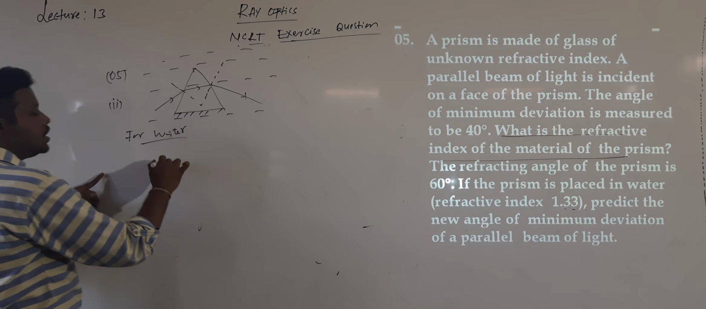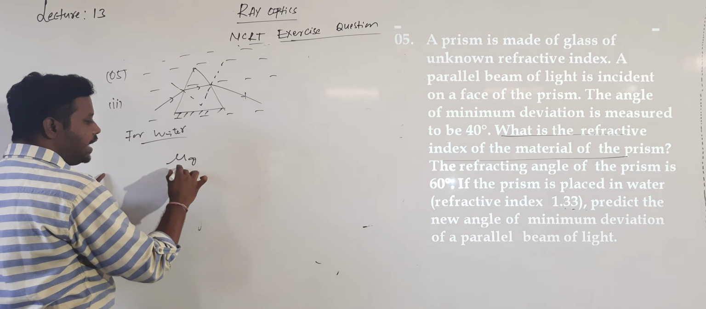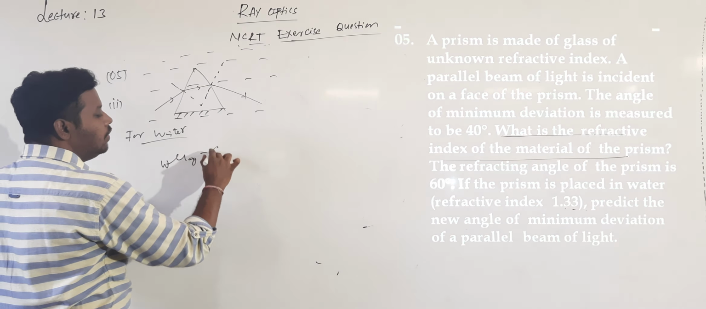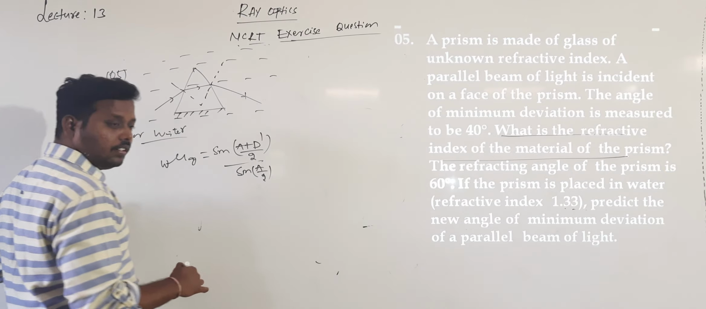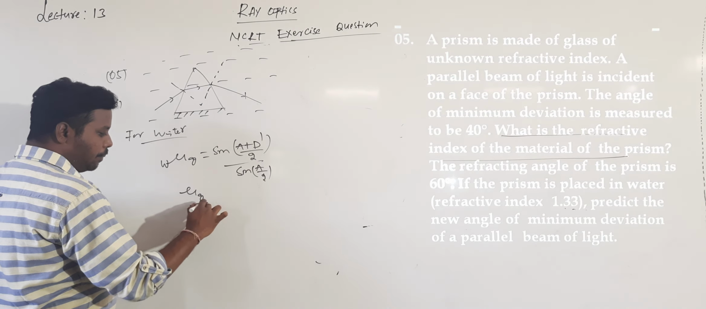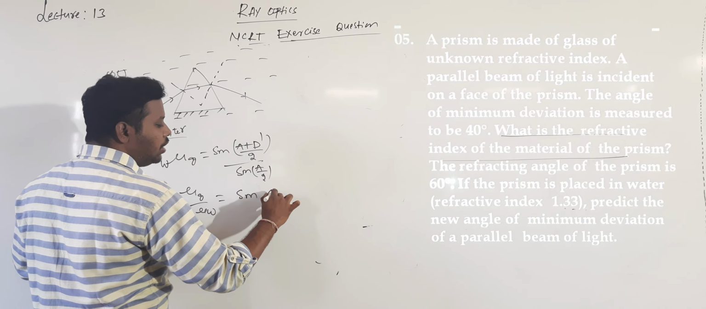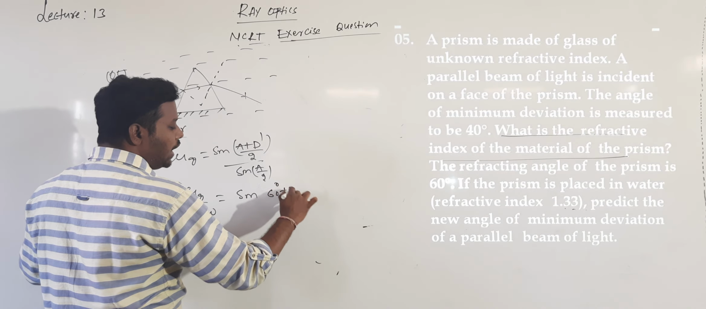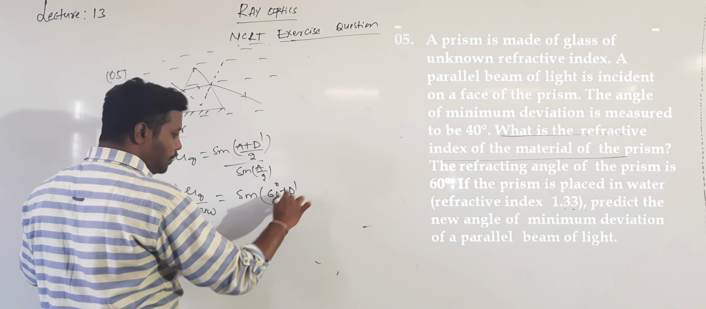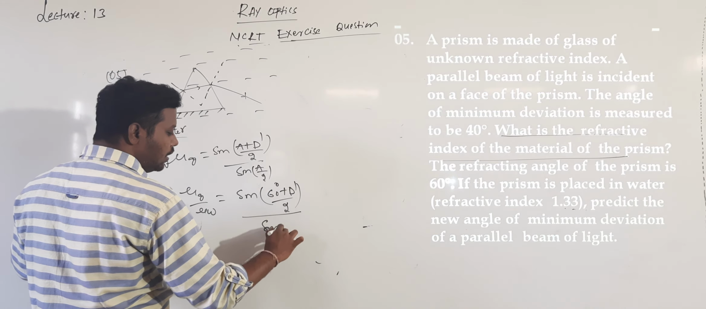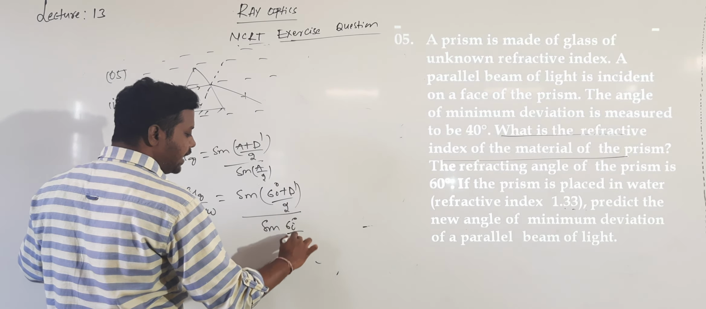For water, what is the formula I should write? mu G by mu W will be equal to sin of (A plus D dash) by 2, calling the new angle D dash, divided by sin A by 2. The value of A I know, 60 degrees, plus the new angle D dash which I don't know, by 2, divided by sin A by 2, that is sin 60 degrees by 2.